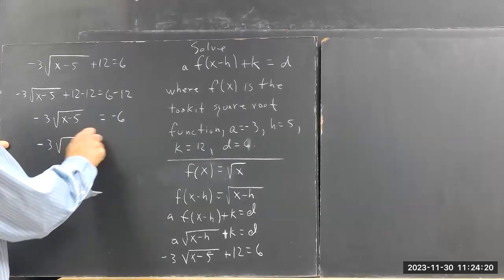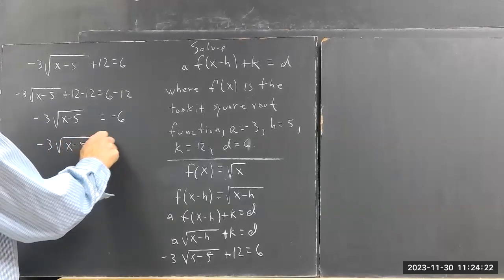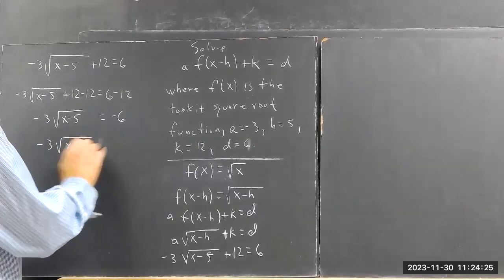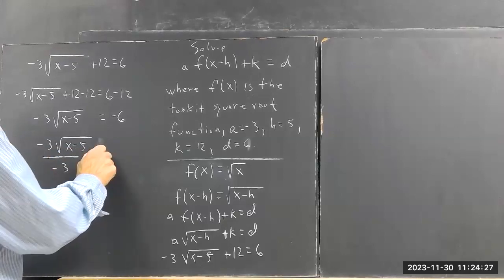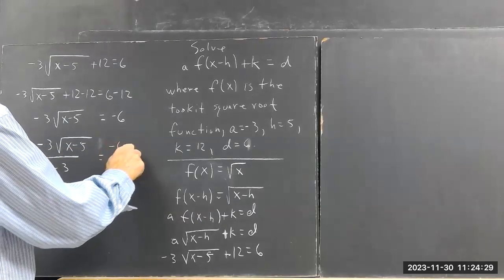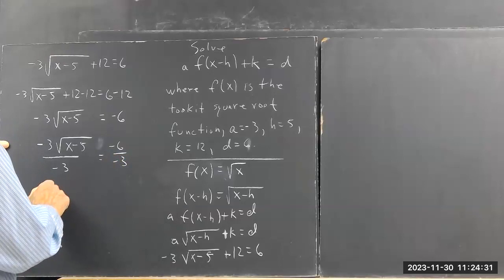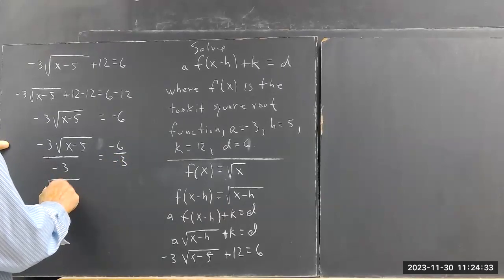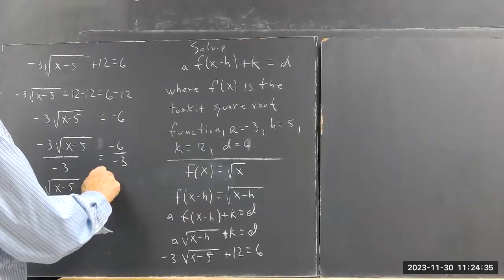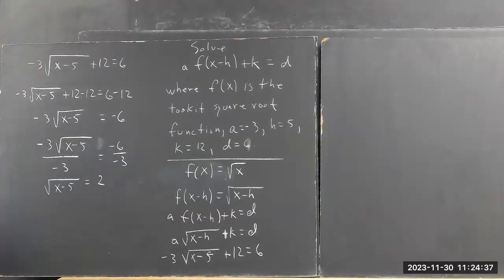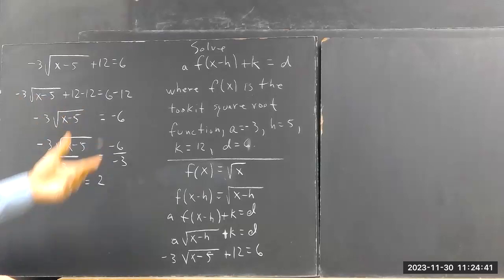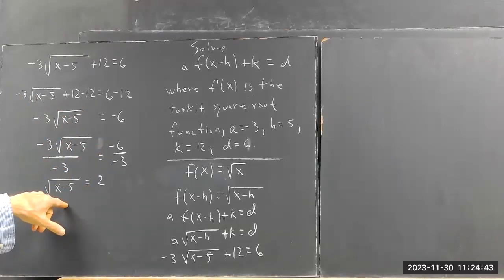You have -3 times the square root of X minus 5 divided by -3 equals -6 divided by -3. So now you have the square root of X minus 5 equals 2. And what do you do there? Well, everybody knew this step. You square both sides. Because if you square a square root, you get whatever's underneath it.